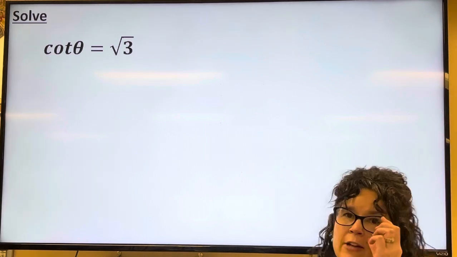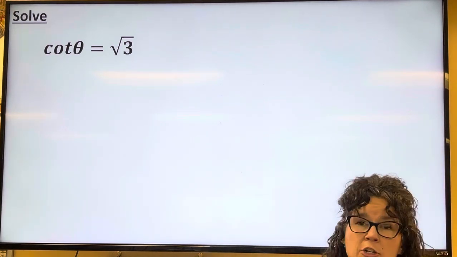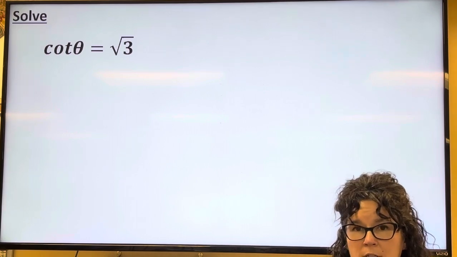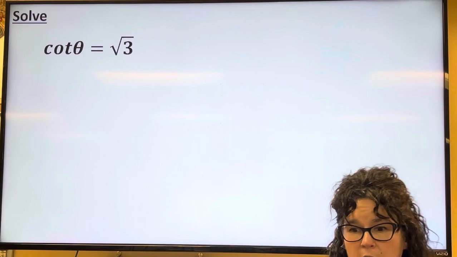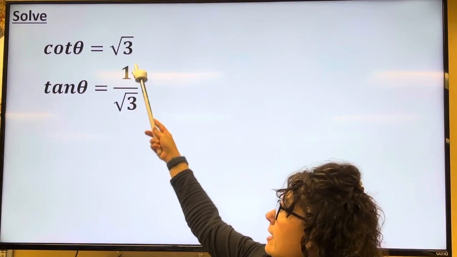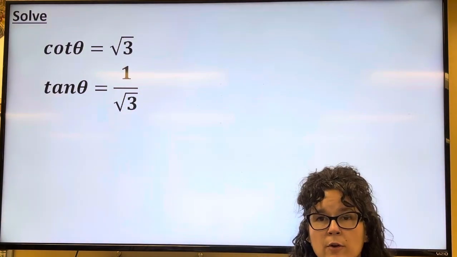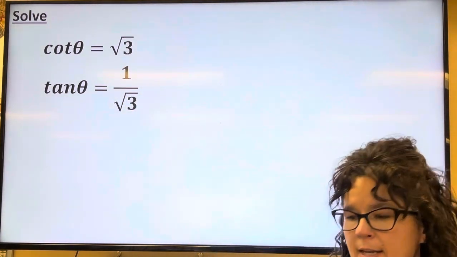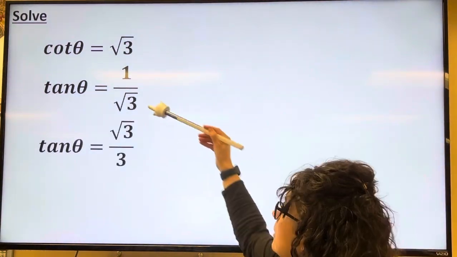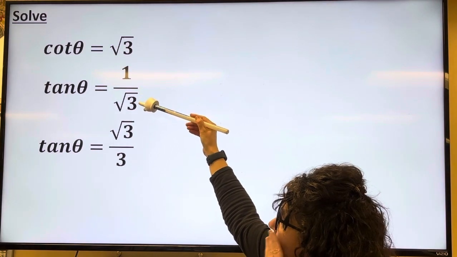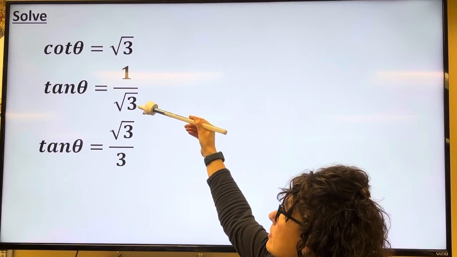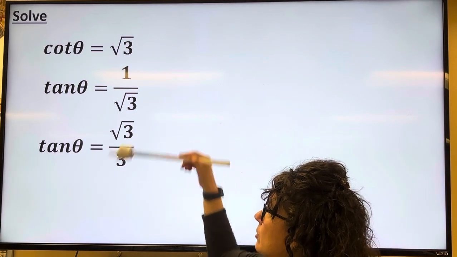Now for this one, the cotangent of theta, the good thing is the cotangent is already by itself. But I personally don't care to work with cotangent, so I'm going to turn that into its reciprocal function, tangent. So I've got the tangent of theta equals, and I've done that by taking the reciprocal of the square root of 3. I should back up for one second, sorry. I went ahead and rationalized this by multiplying the top and the bottom by the square root of 3. So root 3 times root 3 is 3, and 1 times root 3 is root 3.